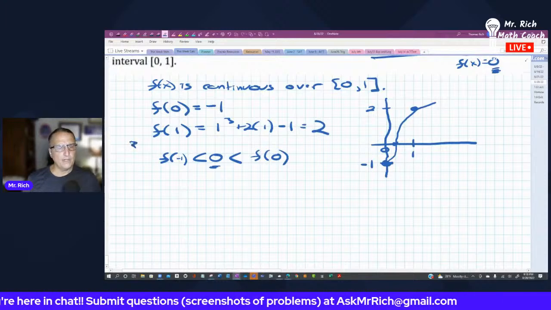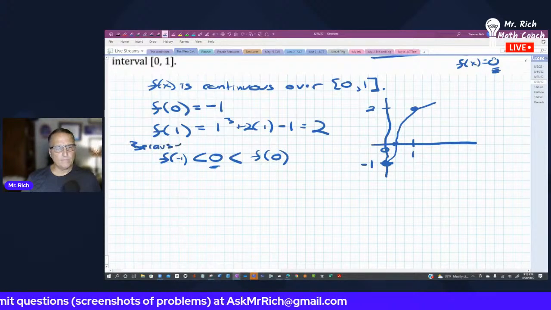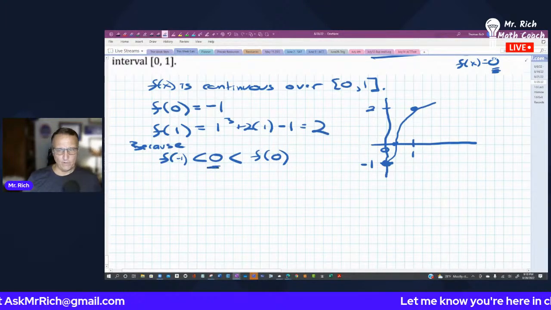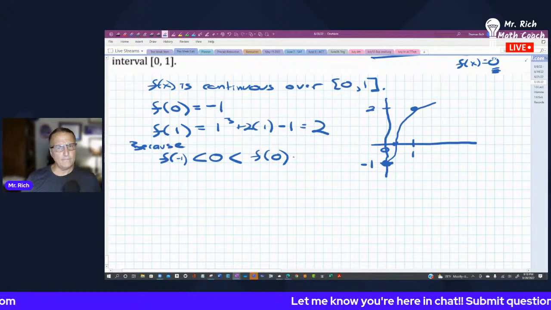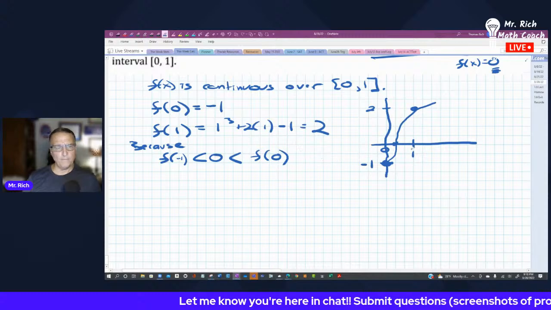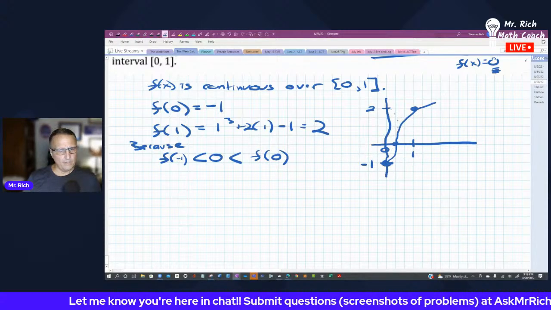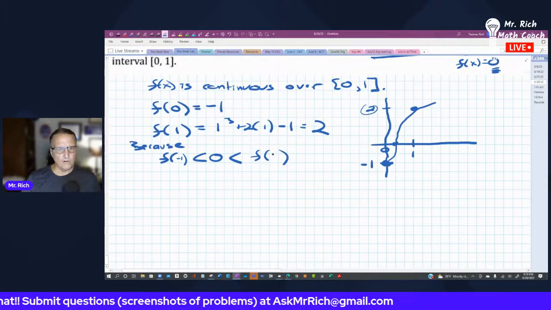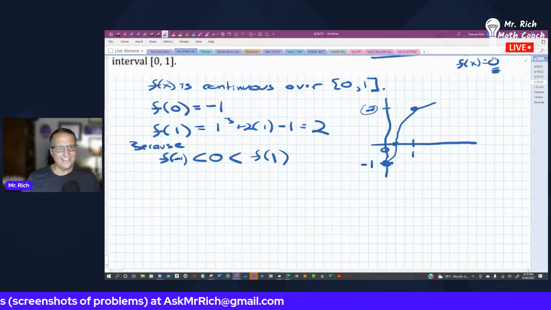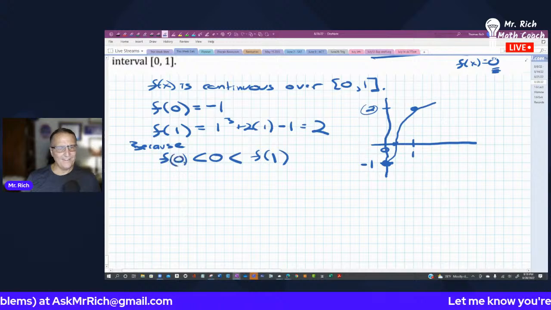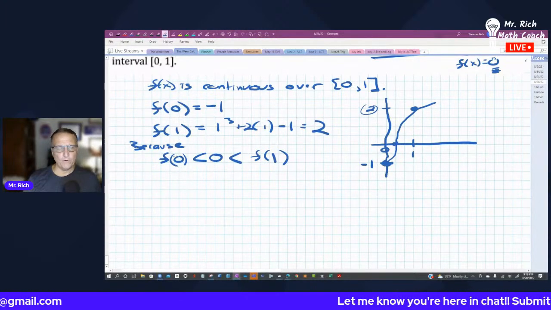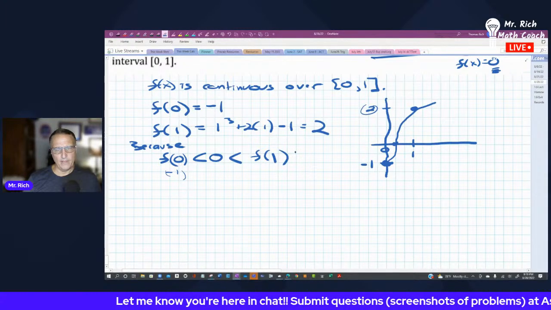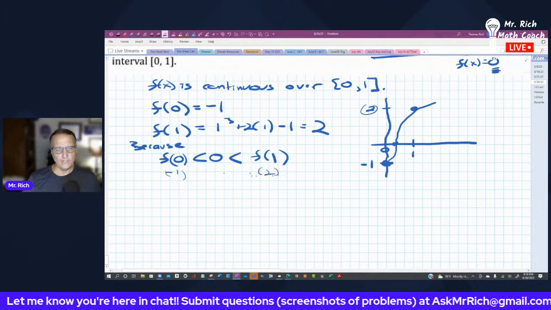So I'm going to say because f(-1) is less than 0, less than f(0), or I should say f(1), sorry, in between, because this is f(0), this 2 up here is f(1), sorry, class. And this is f(0), my bad, right there. I'm talking about the interval from 0 to 1. f(0), which was the negative 1, and f(1), which was the 2, and 0 is in between those values.